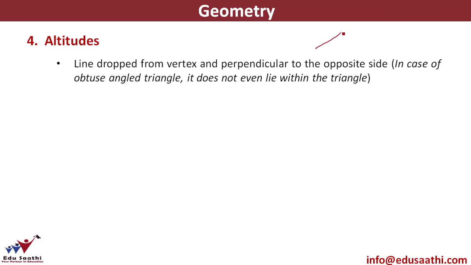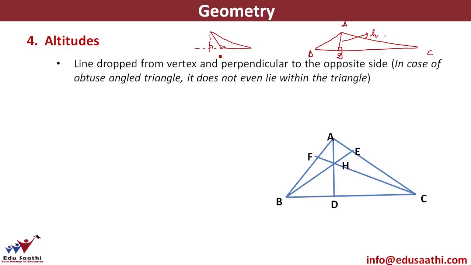So let's look at this. If I have a triangle like this, from the opposite vertex, if I draw a perpendicular to the base BC, this line AD with the height h will be known as the altitude. Now in case the triangle that I give you is an obtuse angle triangle, this is an obtuse angle that I have, this altitude would not be inside the triangle, this altitude would be outside the triangle that I have.